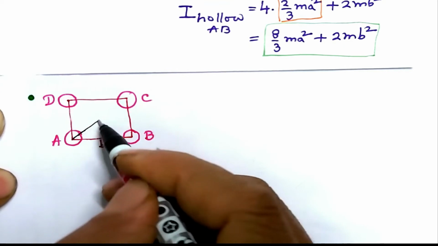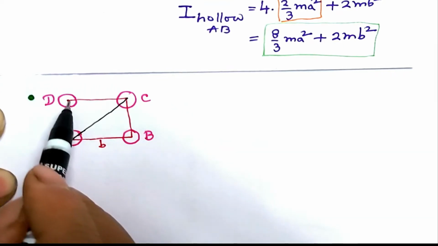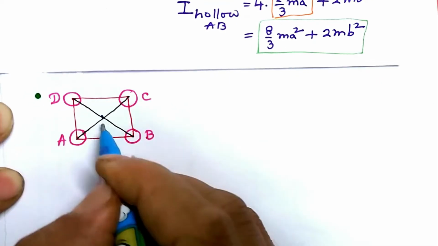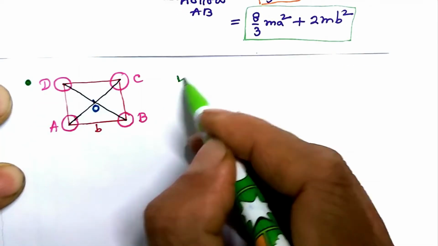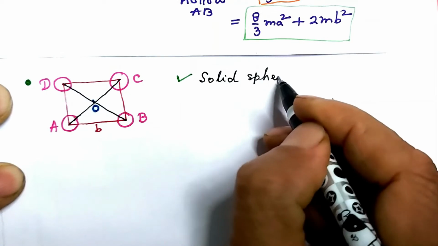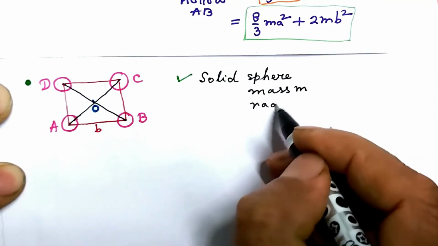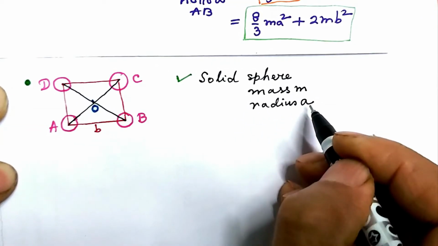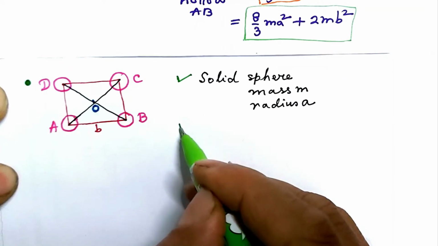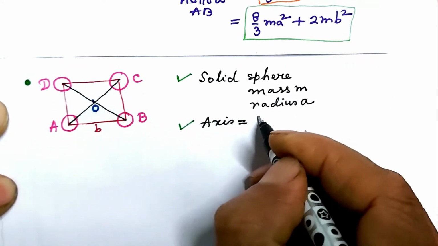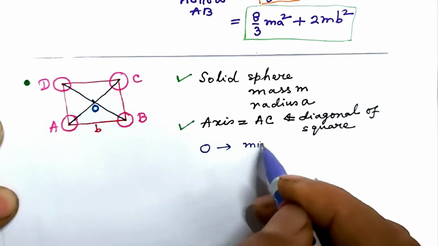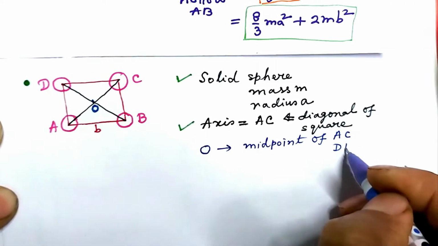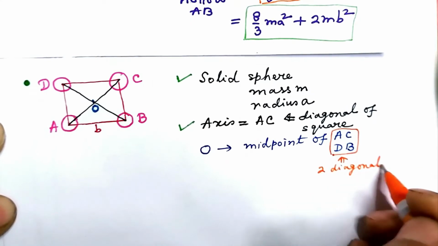This is diagonal AC and this one is the diagonal DB. O is the point of intersection of the diagonals. We thus consider solid spheres of mass M and radius A. Moment of inertia is to be calculated about axis, say AC, a diagonal of the square. O is the midpoint of AC and DB, the two diagonals.